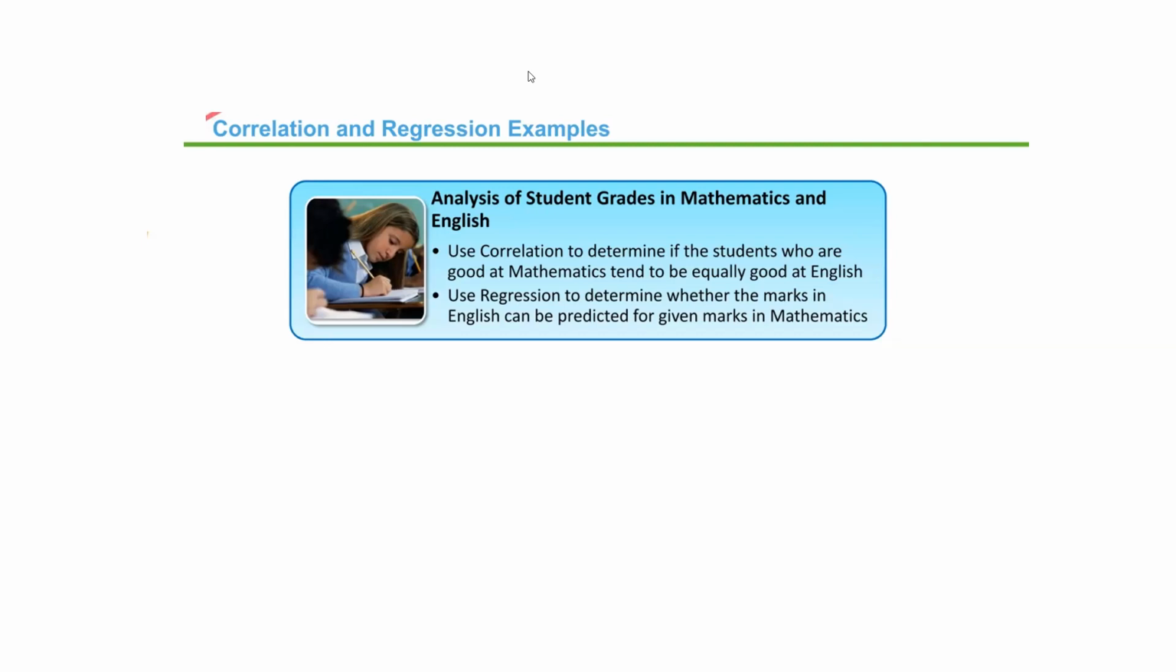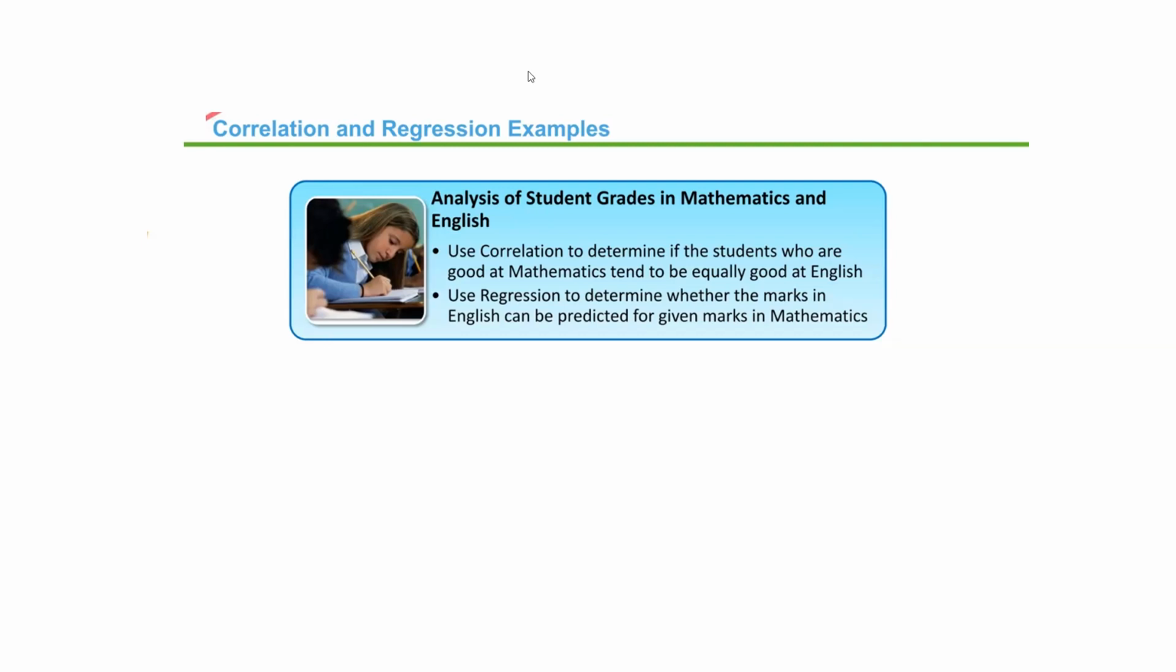But maybe in a particular class, we have observed data indicating that all the students who got good marks in English also got good marks in mathematics, or vice versa. It doesn't mean that if we go to another class and train the students well in English, they will also get good marks in mathematics. It is not necessarily going to happen. So what is that? That is referred to as causation.